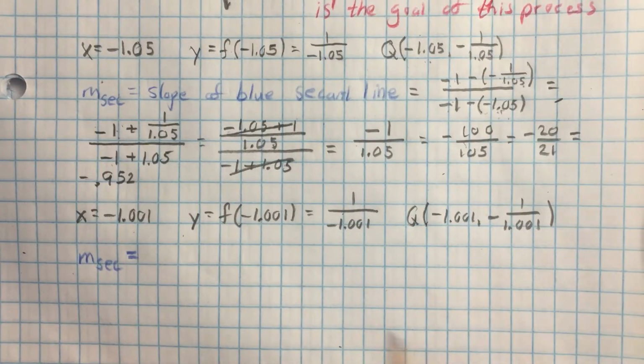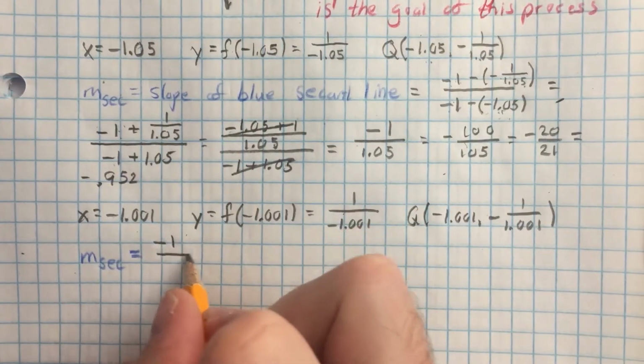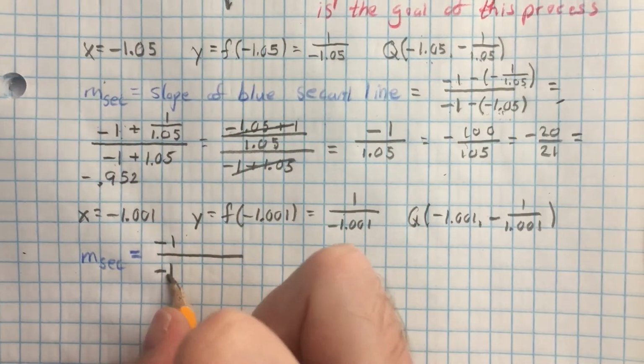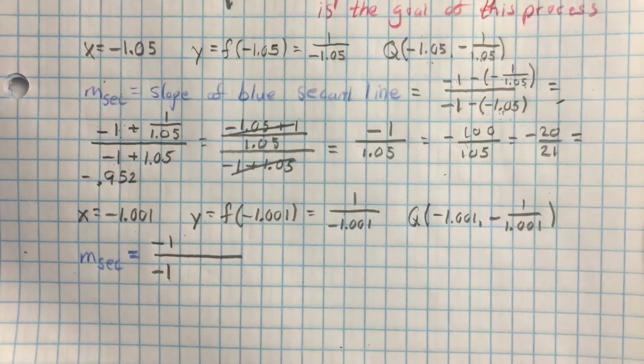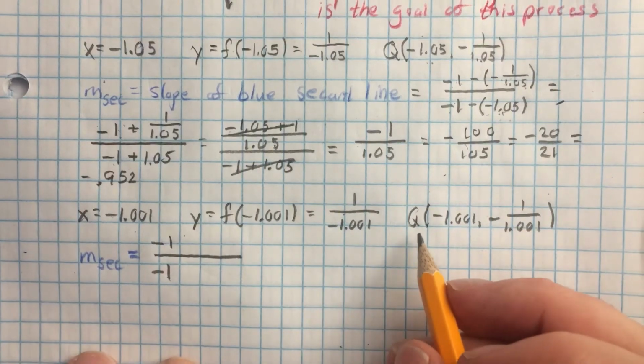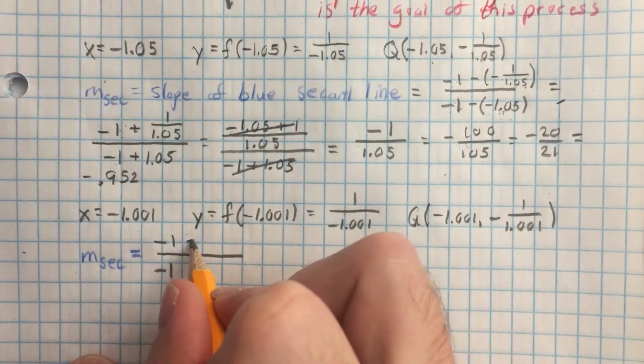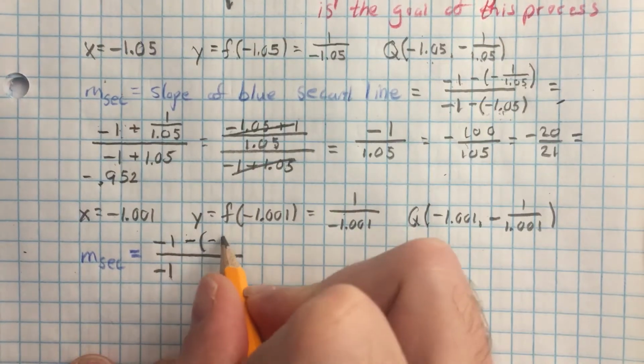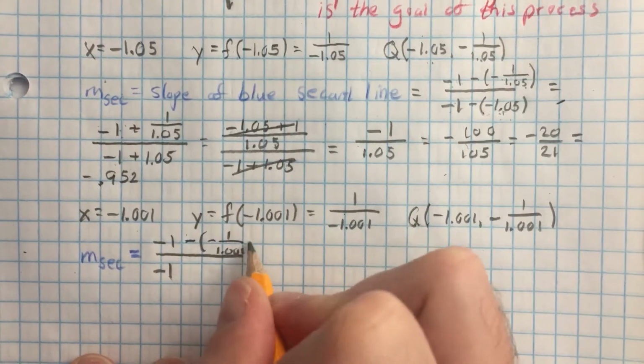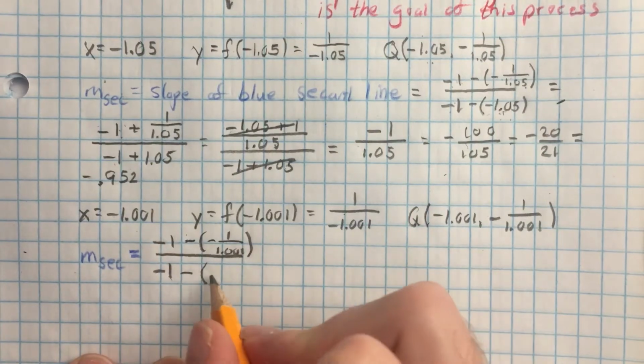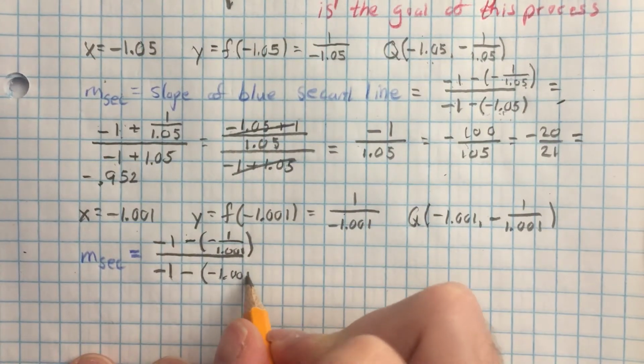So it should be, again, negative 1 for the p's function value, negative 1 for p's, oh, that's terrible, negative 1 for p's x value. Now we just fill in the x and y coordinates into that standard slope formula for the new point Q that we're using. So this will be minus negative 1 over 1.001, and this will be minus negative 1.001.